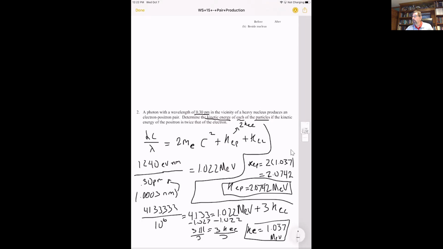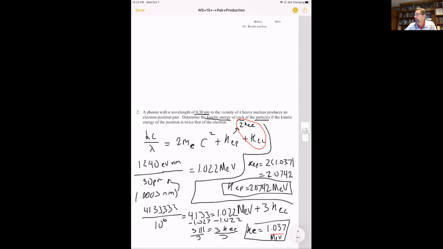Everything they're doing here is correct. Notice, the one thing they're told is that the kinetic energy of the positron is twice that of an electron. And so that's the key step right there, where they substitute in twice the kinetic energy of the electron for the kinetic energy of the positron. And then everything else is just numbers. It's converting correctly from MeV to electron volts. And absolutely right, when you're done, the electron has just a little over 1 MeV and the positron double that, because that's what the problem said, about 2 MeV. All right, questions on that one?